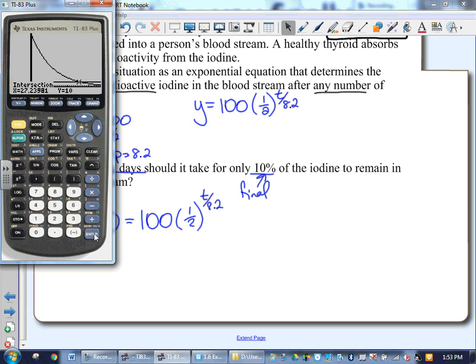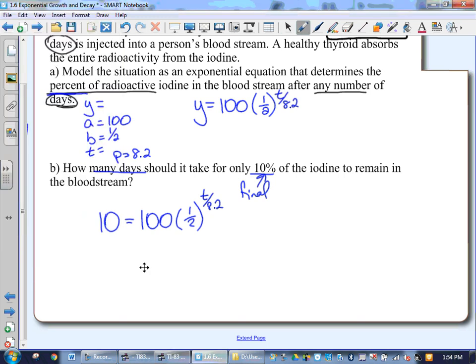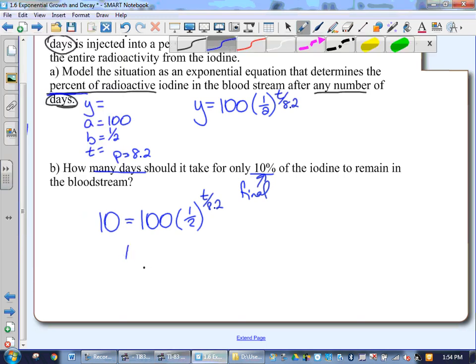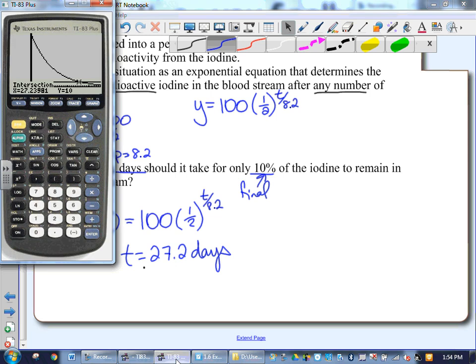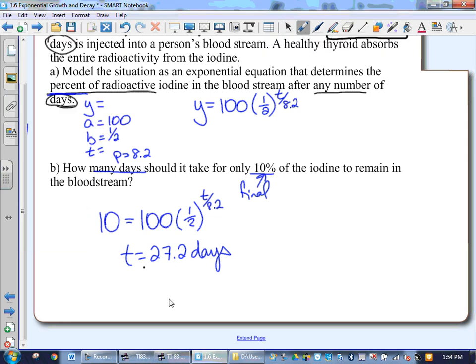So how many days should it take for only 10% of the iodine to remain in the bloodstream? Well, 27.2 days would be our estimated amount. I was just checking to make sure I rounded that right. There we go. So we can solve it graphically by doing y1, y2, or we can solve it algebraically like the last one.